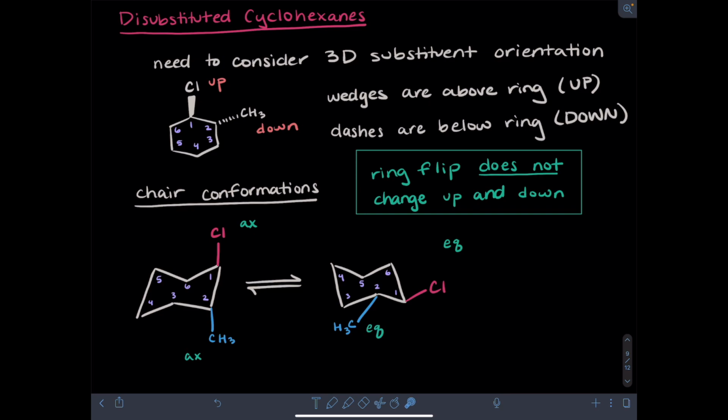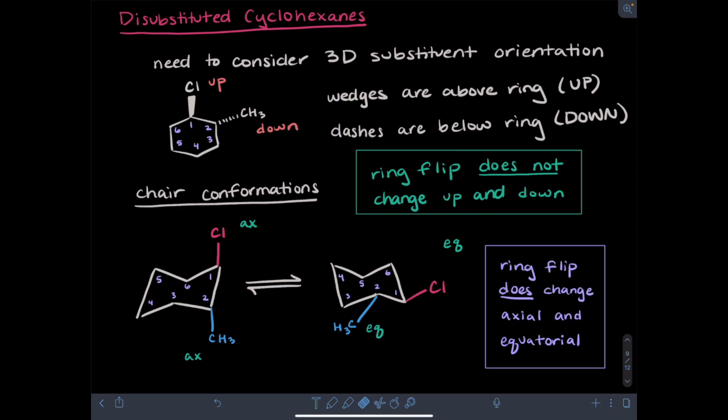And in the other chair conformation, they are both equatorial. Notice that, like we saw before when we had a single substituent, the ring flip is changing axial and equatorial. My chlorine was axial in one chair conformation and then equatorial in the other, and the same goes for the methyl group. What doesn't change is up or down. Notice that chlorine is angled up on the page in both chair conformations, and the methyl group is angled down in both chair conformations.